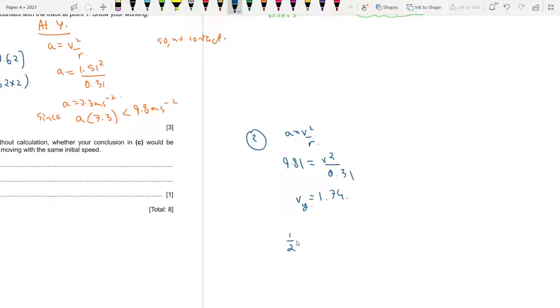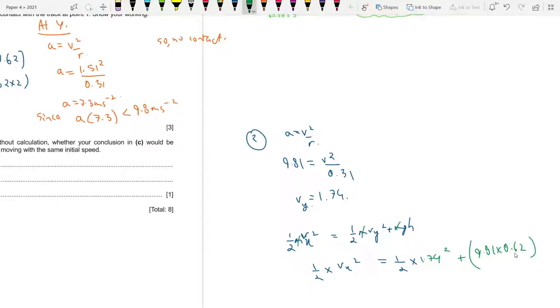So half m vx square is equal to half m vy square plus mgh, or half into vx square is equal to half into, I got rid of the m's, by the way, half into 1.74 square plus 9.81 into 0.62. Let's solve this. So I'm getting a velocity of 3.9 meter per second.